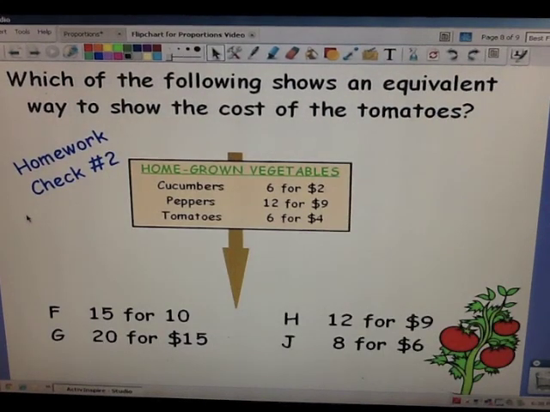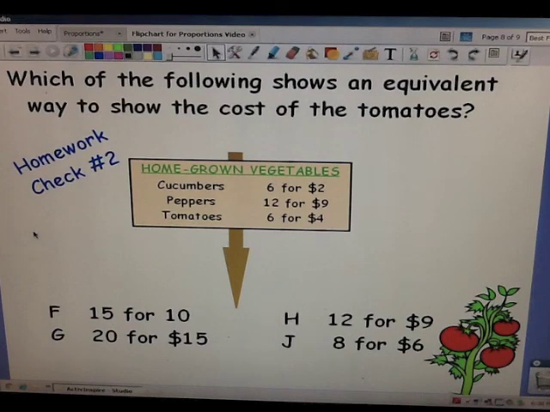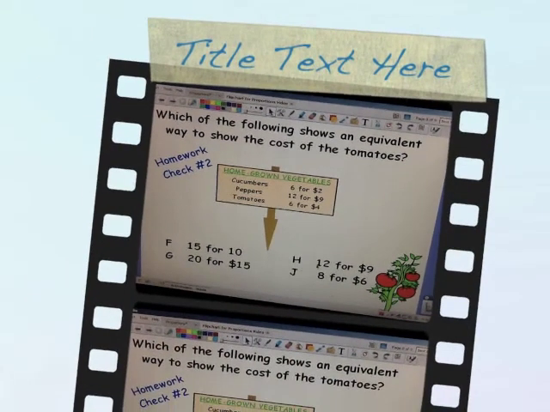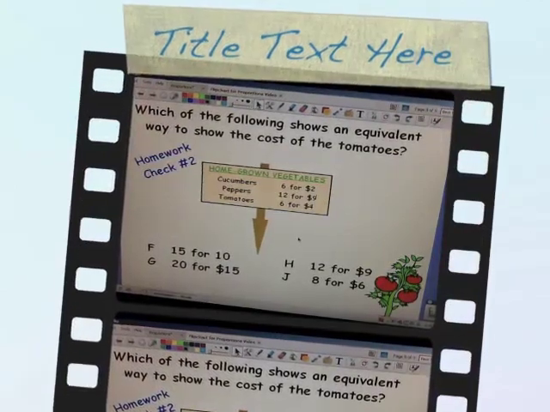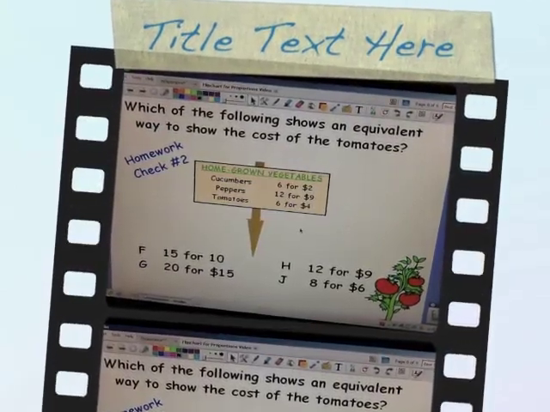And homework check question number 2. Which of the following shows an equivalent way to show the cost of the tomatoes? An equivalent or a proportional way. So the tomatoes are 6 for $4. Which answer choice is proportional or equal to the 6 for $4? And that concludes tonight's lesson.